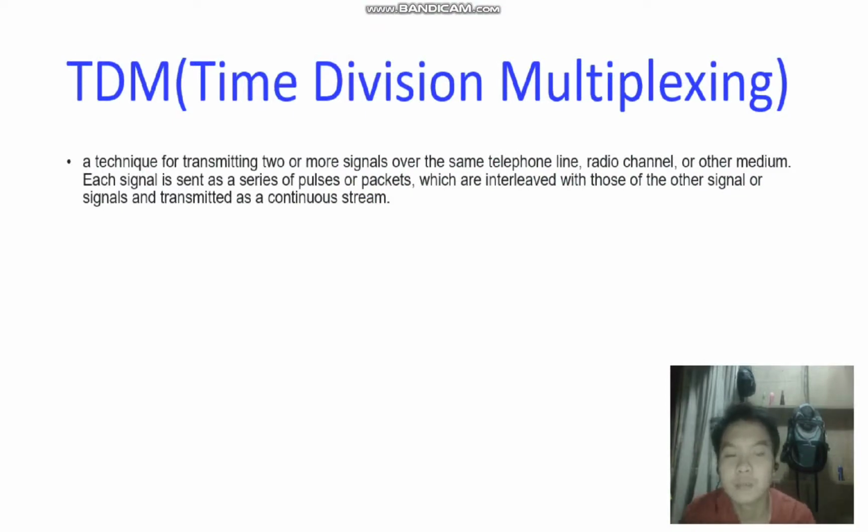So this is all about TDM. So what is TDM? TDM is time division multiplexing. It is a technique for transmitting two or more signals over the same telephone line, radio channel, or other medium. Each signal is sent as a series of pulses or packets, which are interleaved with other signals and transmitted as a continuous stream.